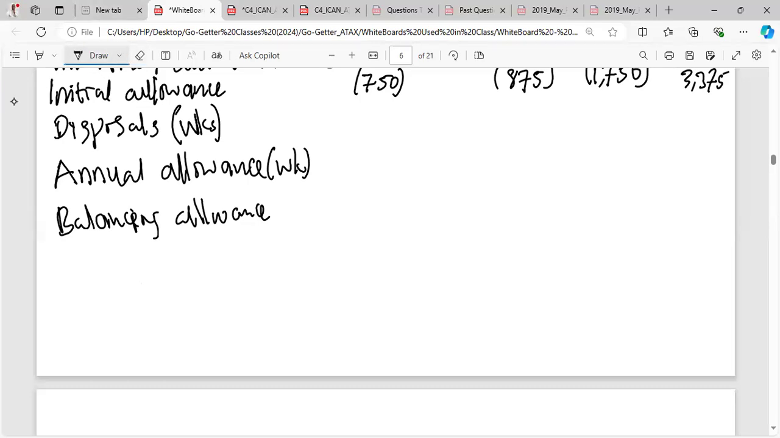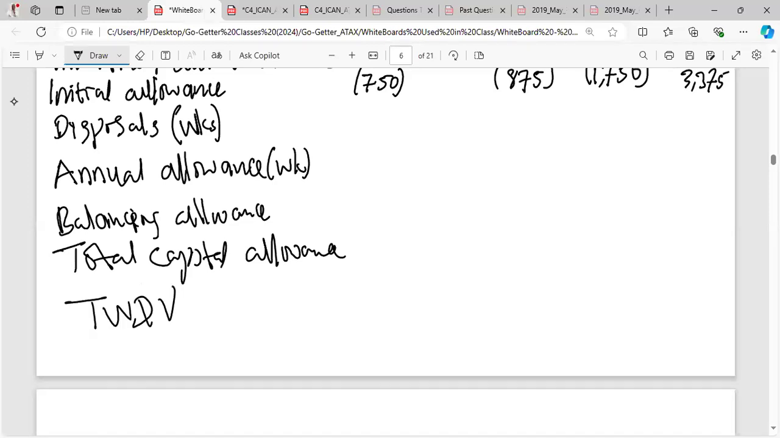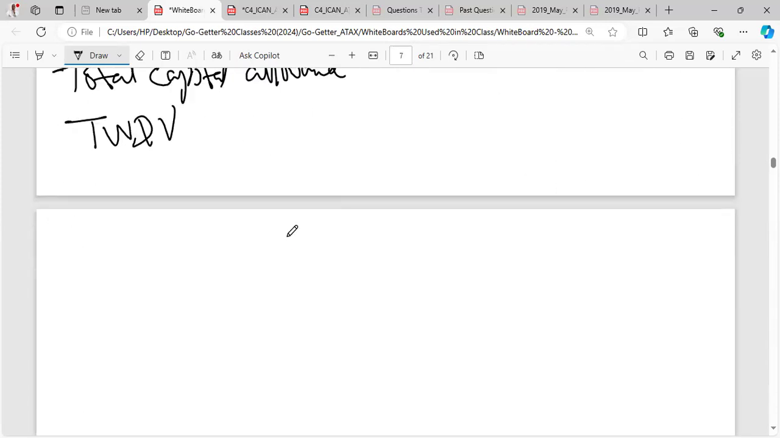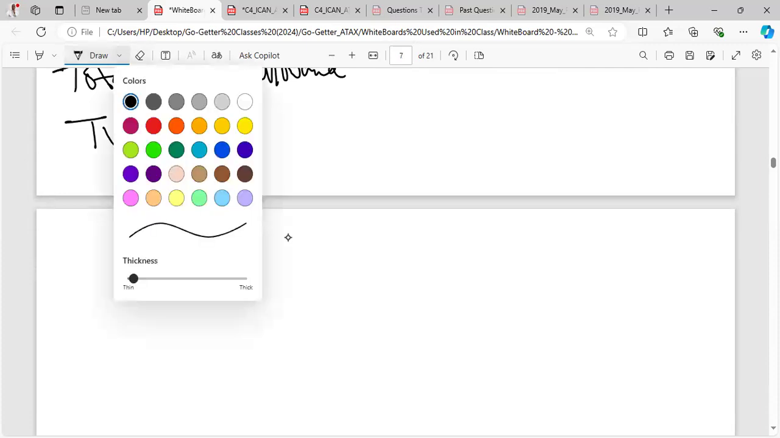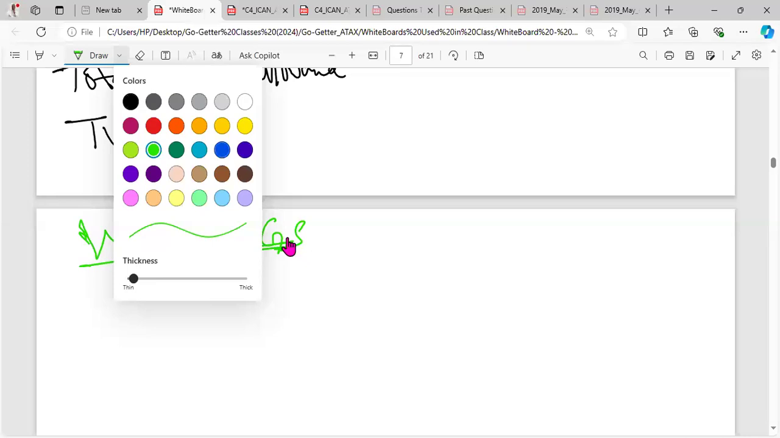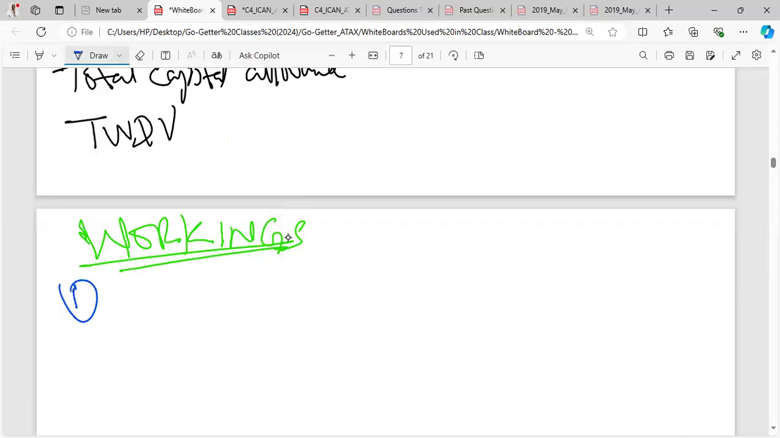And I can say this is total capital allowance. Then of course I have our tax written down value. All right, so we were stuck somewhere. Disposals. So I'll go down here and this is my workings. So in my workings here, I will say workings number one, disposal at cost.